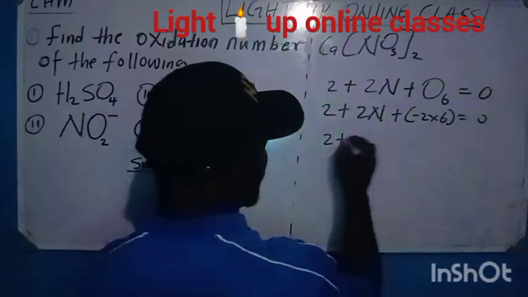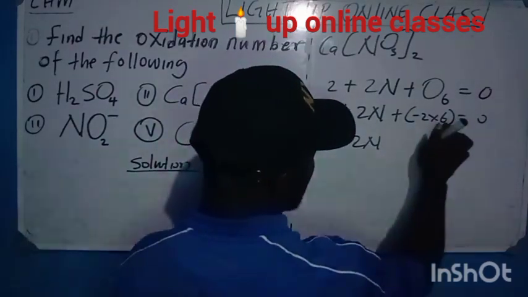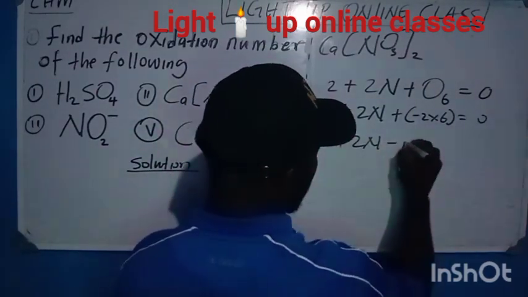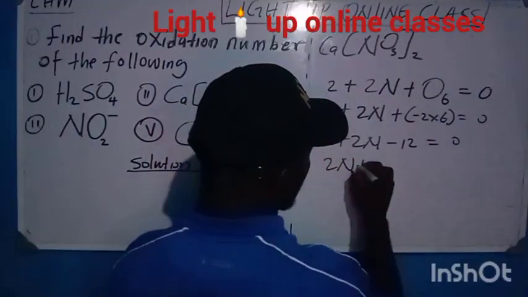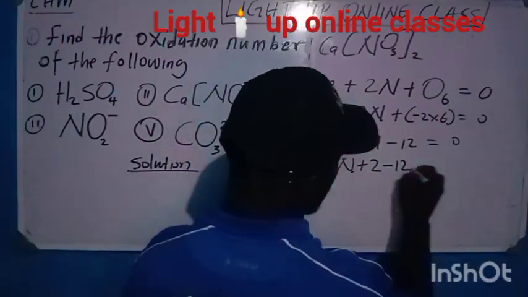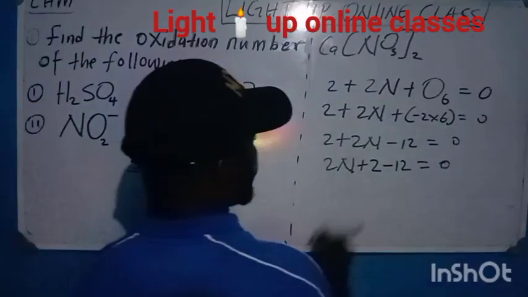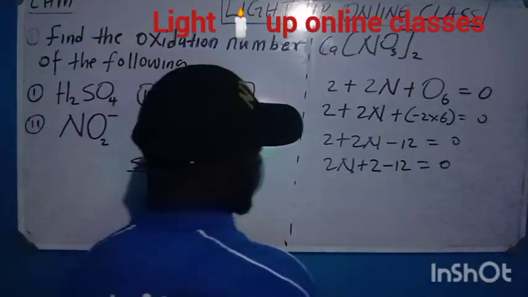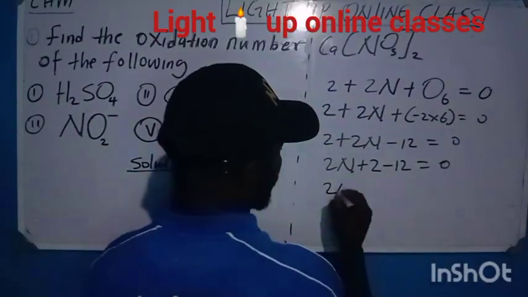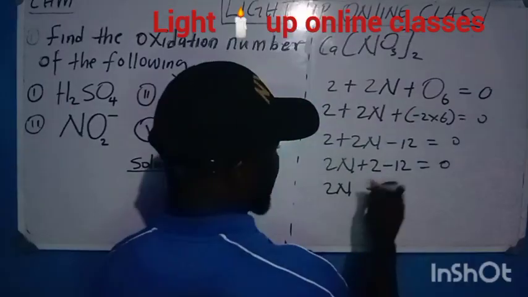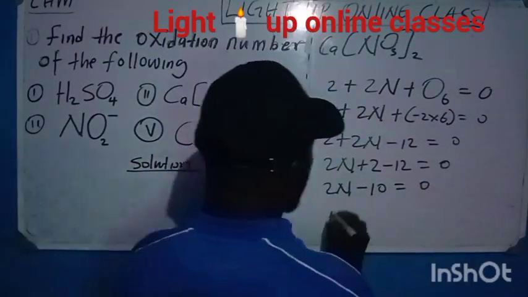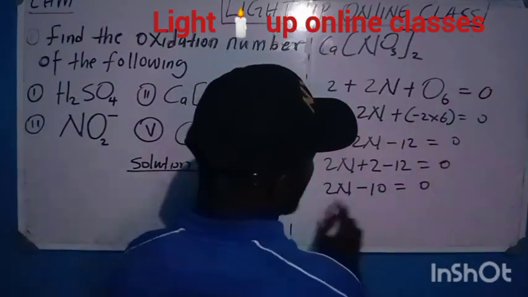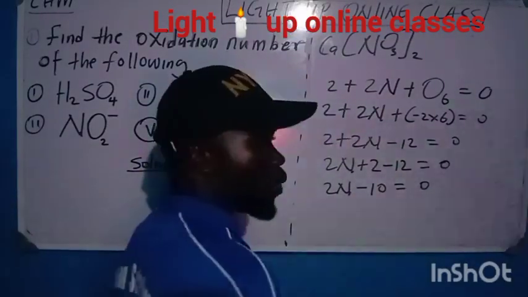So that is 2 plus 2 nitrogen minus 6 times 2, that is minus 12, equals 0. So 2 nitrogen plus 2 minus 12 equals 0. And if we subtract this, what are you going to have? 2 nitrogen, 2 minus this, that is going to give us minus 10, equals 0. So taking 10 to the other side is going to turn it to positive.